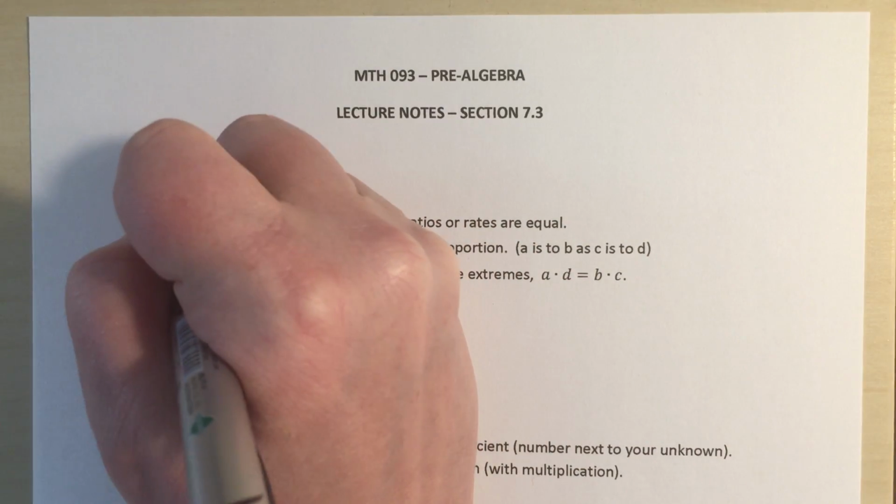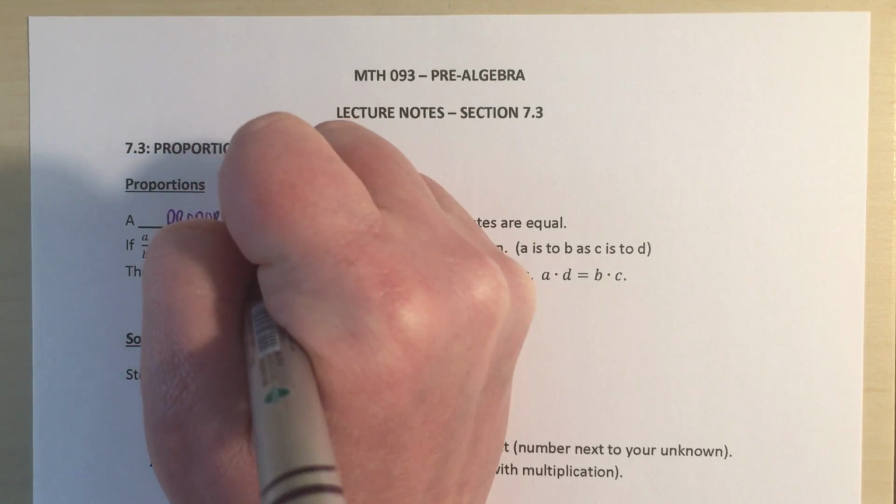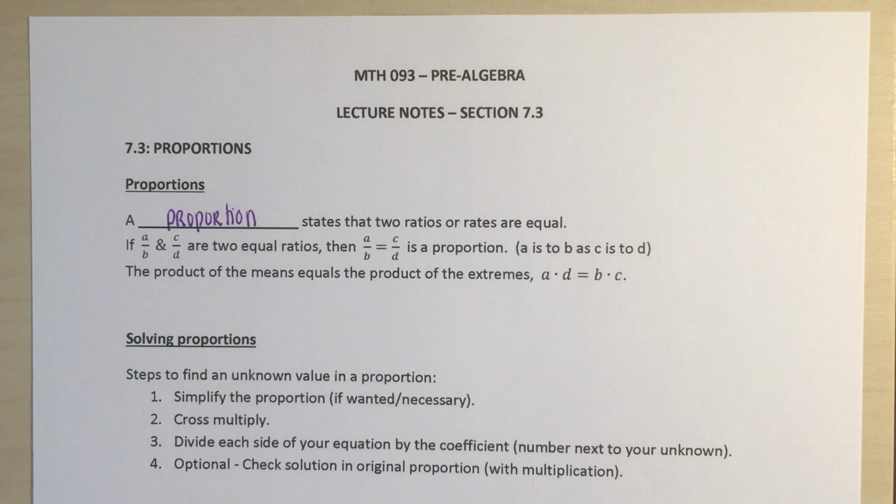So a proportion is what we call the actual statement that states that two ratios or rates are equal. So if A over B and C over D are two equal rates, then A over B equals C over D is a proportion. So what we have here is two ratios or rates with an equal sign in between them.